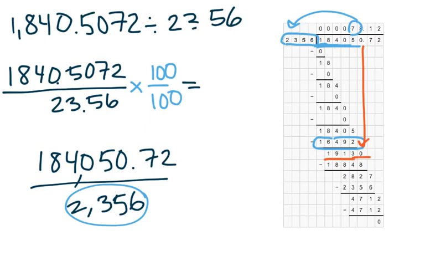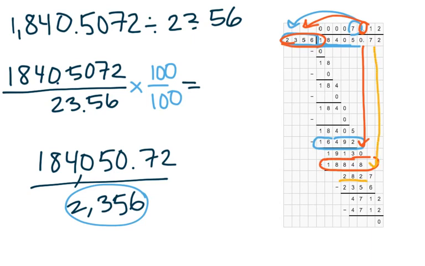So I'm asking the question, how many groups of 2,356 are in 19,130? And the answer is 8. So 8 times 2,356 is 18,848. When I subtract that, I have 282.